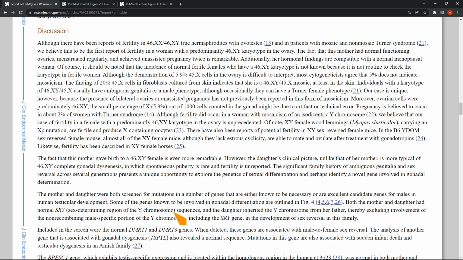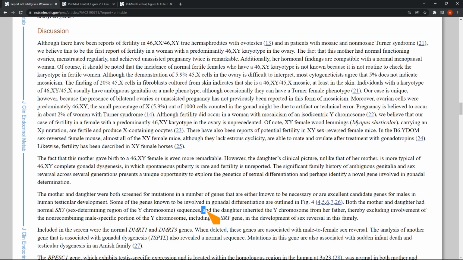So this is like a switch on the Y chromosome that makes everything go masculine. And the fact that the mother and daughter had this sequence, and it was complete and working fine, is unusual to the greatest degree that I can state. It is strange, it is cool, it is weird.